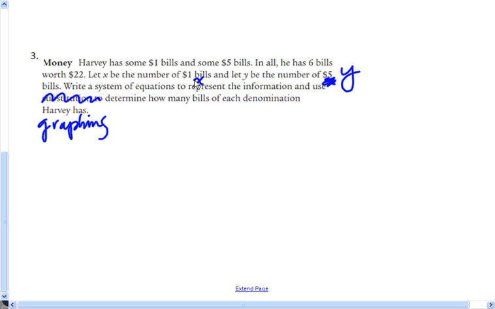All right. So the first equation that we're going to write is that we know he has 6 bills. And remember, x is the number of $1 bills and y is the number of $5 bills. And we know that there's 6 bills in all. So that equation looks like this. x plus y equals 6. We're just adding up the bills, not how much they're worth. Okay, so the two numbers add up to 6.